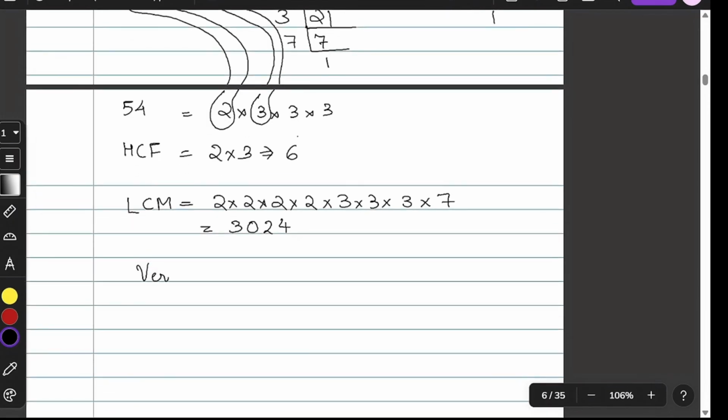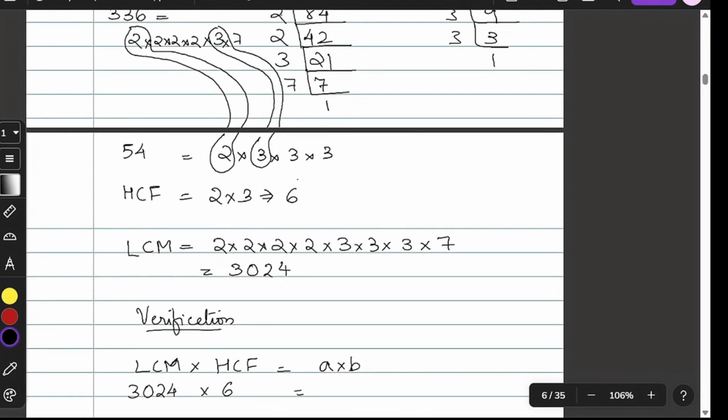How to do the verification again? Verification is LCM into HCF. It will be equal to the product of both the numbers. What's my LCM here? 3024. Into what's my HCF here? It is 6. What are my numbers again? Numbers are 336 into 54.